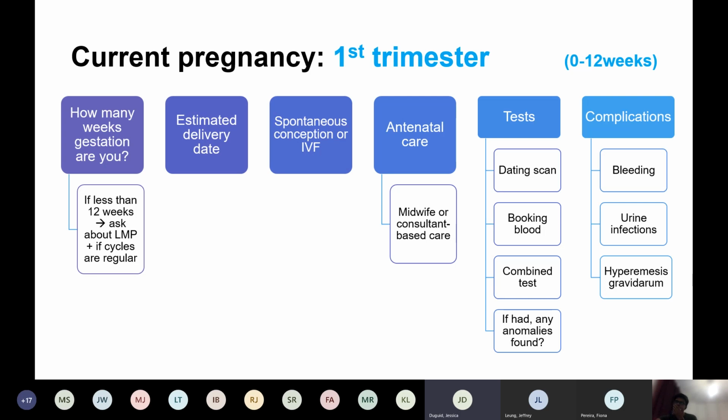And then complications. Bleeding: have they experienced any bleeding so far? Have they had any UTIs? And have they had any hyperemesis, which is basically severe nausea and vomiting that I told you about earlier, which causes really bad dehydration?